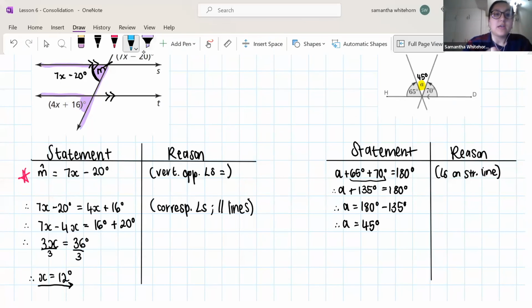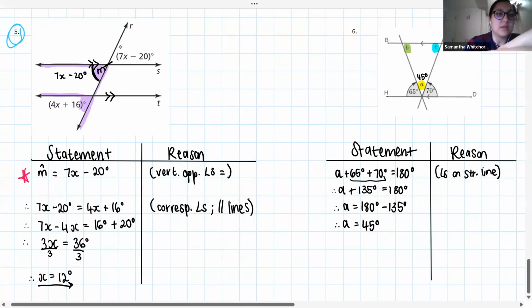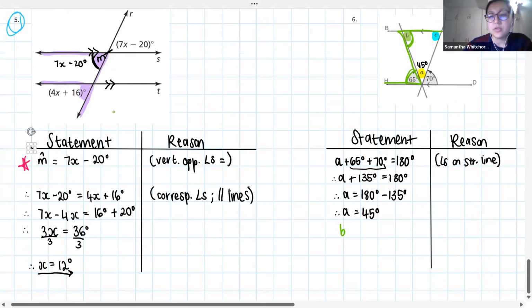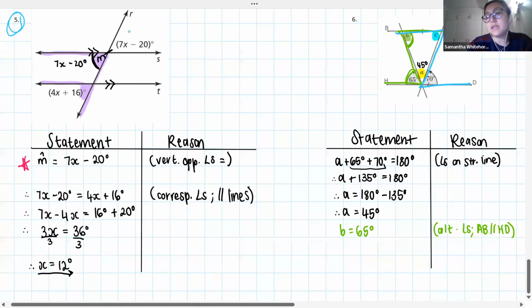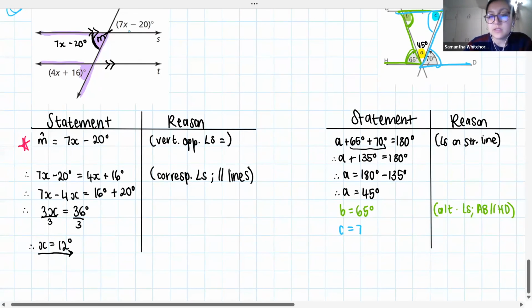If I now go and have a look at B, I've made choices that are all wrong. I've got this Z shape, which tells me that B is alternate to 65. So I can go straight away and say B is 65 degrees, alt angles. Remember to state your parallel lines. AB is parallel to HD. So in this case, I had labels, so I can use them. And then guys, a very similar thing for C. For C, I've got the other Z shape, which tells me that C and 70 are alternate to each other. So C is equal to 70 degrees, again, because of alt angles. And again, I need to state my parallel lines.